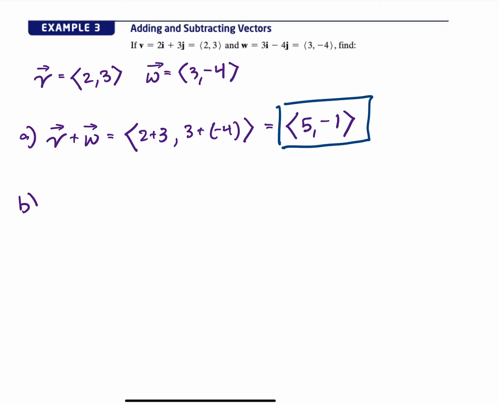And then for subtraction, so v minus w, this should just be 2 minus 3, 3 minus negative 4. So those will end up adding together. So we'll get negative 1, 7.